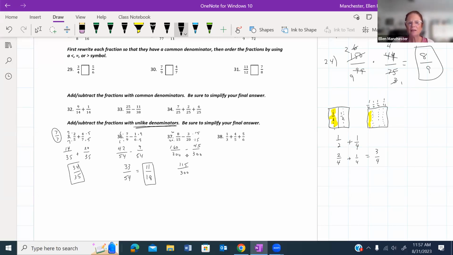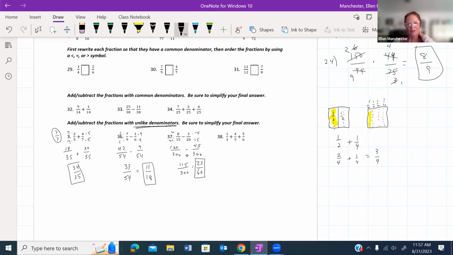Okay, so again, I can divide 5 into it. I could divide 3 into it. Oh, no, I can't, because when I add 5, 6, and 7, that 3 won't go into it. So 5 is what I can divide into it. So 115 divided by 5 is 23. 300 divided by 5 is 60. And since 23 is a prime number, I know I've reduced it as low as I can go.